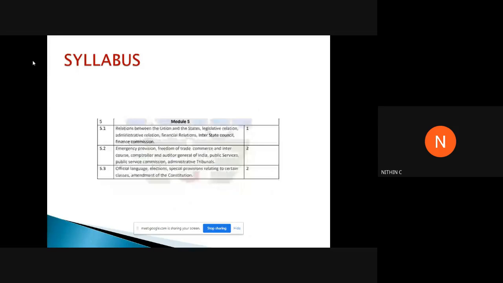In the last module, relation between union and states. These are the two major components, right? Union, the central power and the state power. So how the relation between them is being maintained, how it is to be maintained, all those things will be discussed in the fifth module.